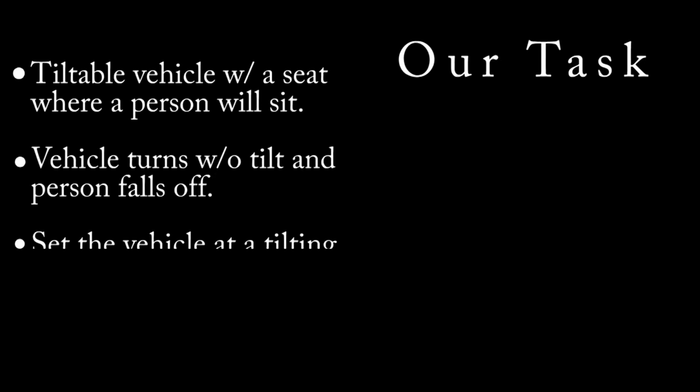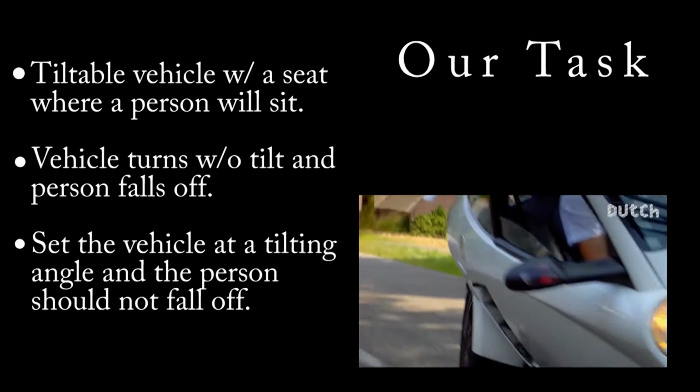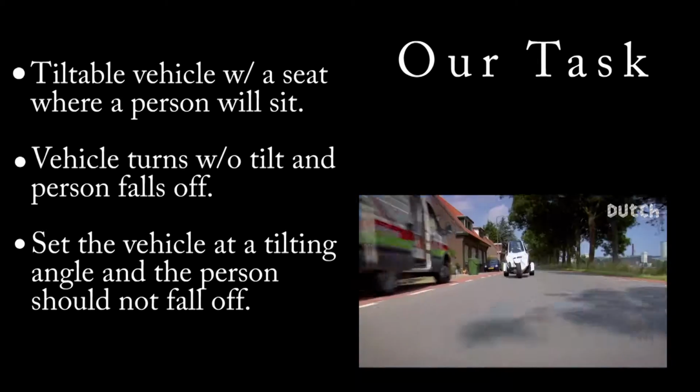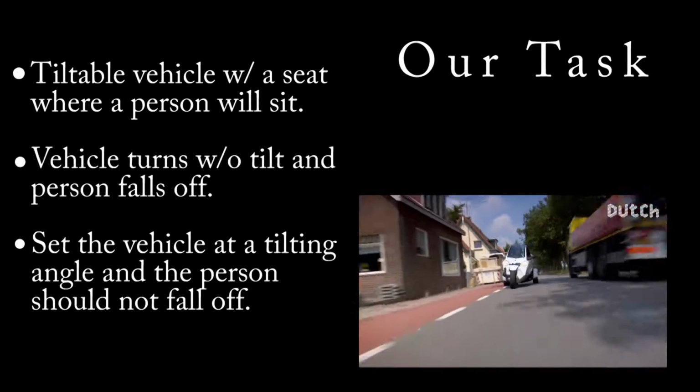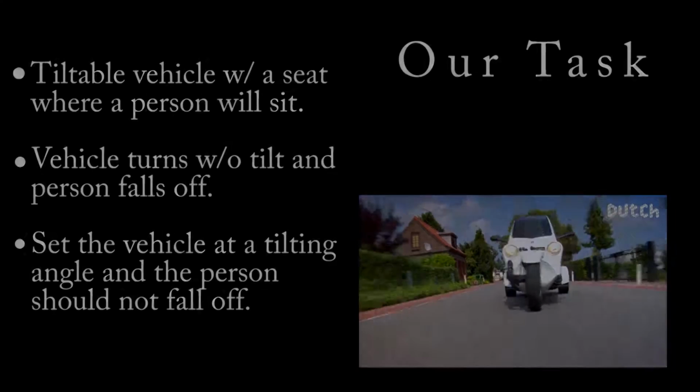We were tasked with making a tiltable vehicle with a small seat in it where a simulated plastic person will sit. If the vehicle makes a turn and does not tilt, the person should fall off the seat. But if you set the vehicle at the correct tilting angle while making the turn at a given speed, the person should not fall off.